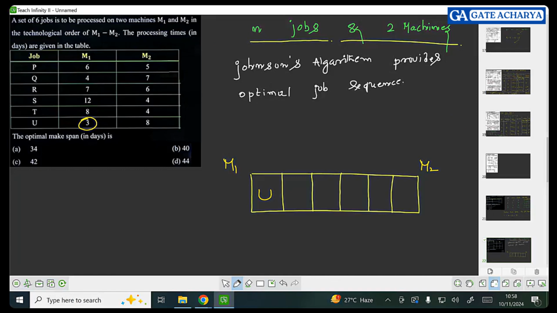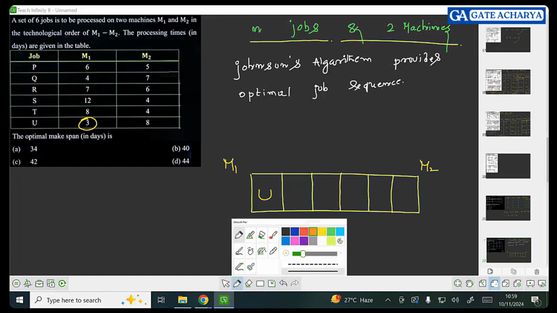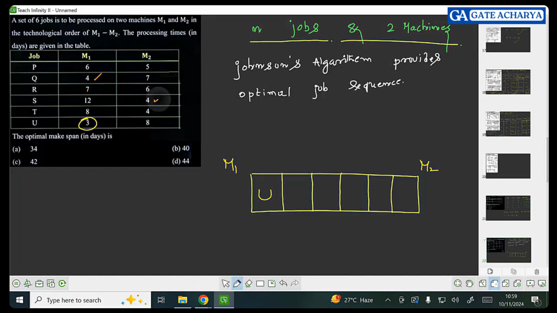Next lowest processing time. Find out that next lowest processing time. 4. So many are there. Here 1 4, here 1 4, here 1 4. Which one are you supposed to select? That is tricky. Now here, if you select that Q, Q has 4 comma 7. Next S is equal to 12 comma 4, and then T equal to 8 comma 4.